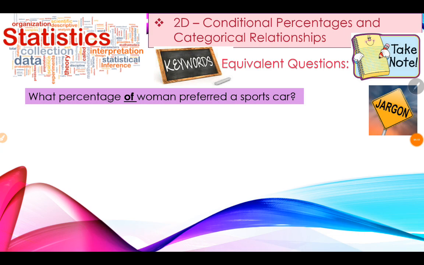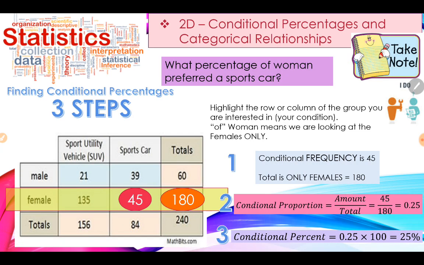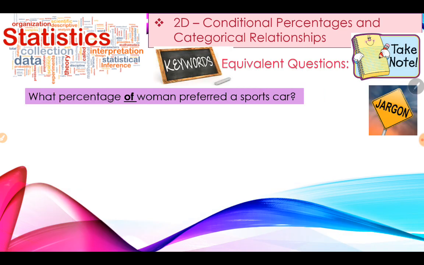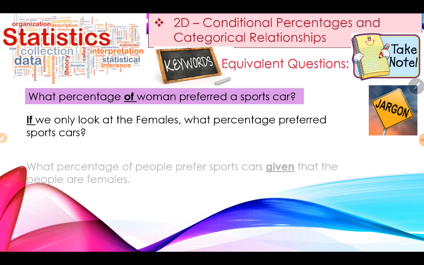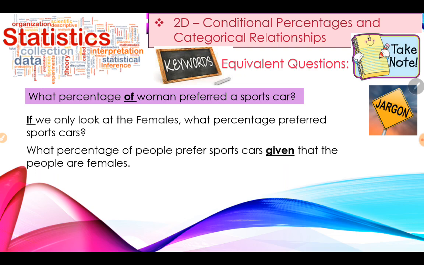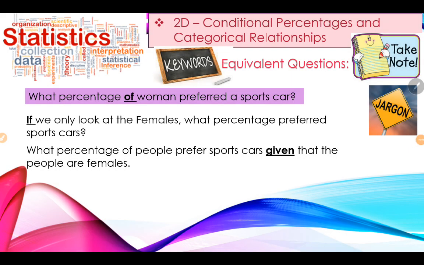So what percentage of the women preferred a sports car? I want to go over some equivalent phrasings. Before, I said the word "of" tells me that the denominator is going to be of all the women, the number of women. There are some other keywords that mean the denominator too. If we only look at the females, what percentage of people prefer sports cars given that the people are females? So these are keywords that show that our denominator is conditional based on the condition that they're female. And we see the word "of" followed by the group of people when there's no "given" in it.